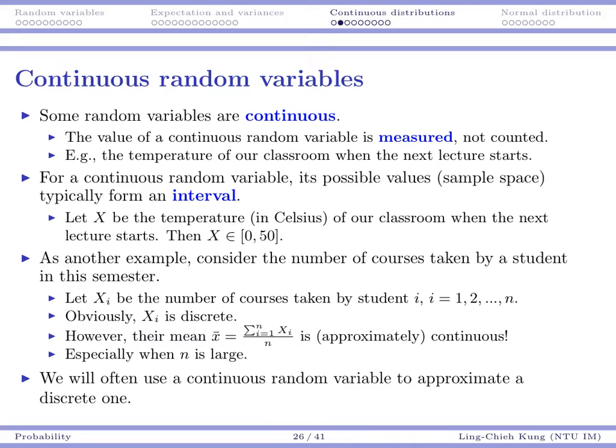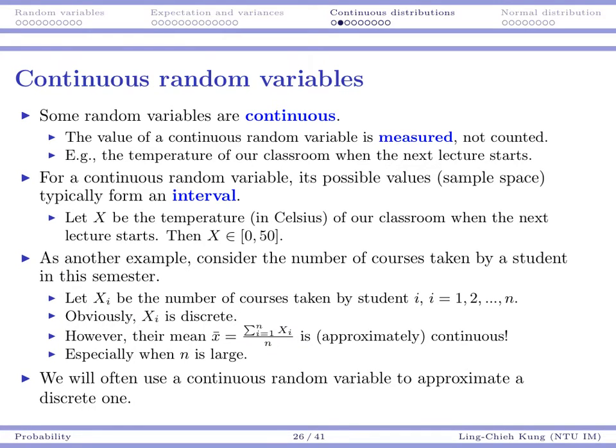Okay, so in that case, if we are having a continuous random variable, we typically say they have a sample space that is an interval. Just like if we are talking about the temperature of our classroom when the next lecture starts, then x is probably within 0 to 50. So that's some natural reasonable temperatures.